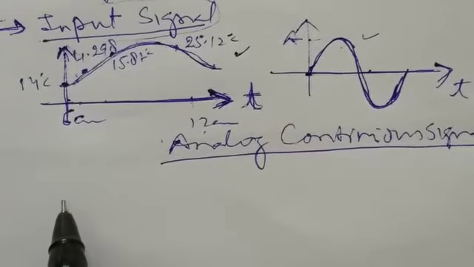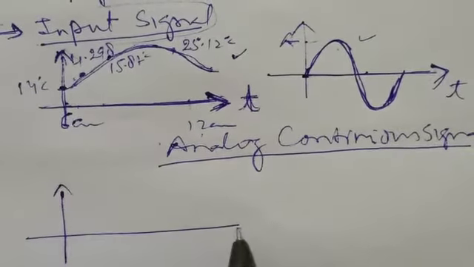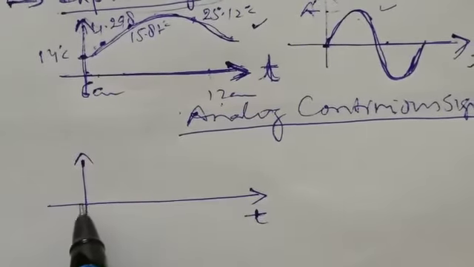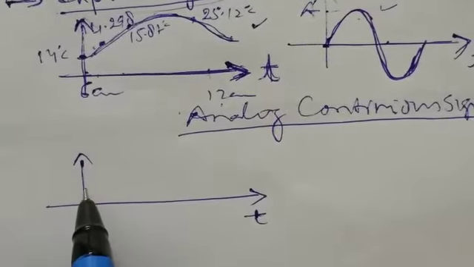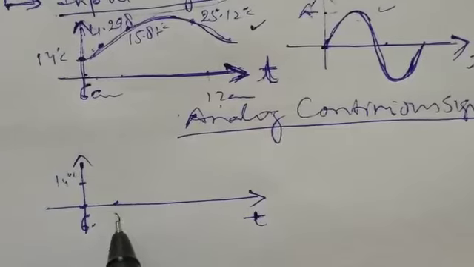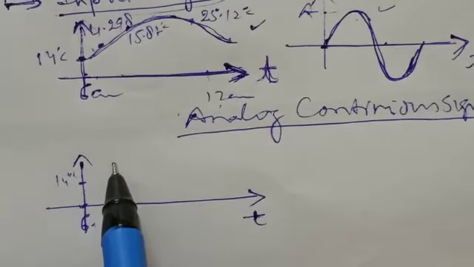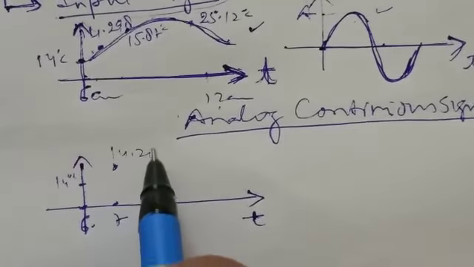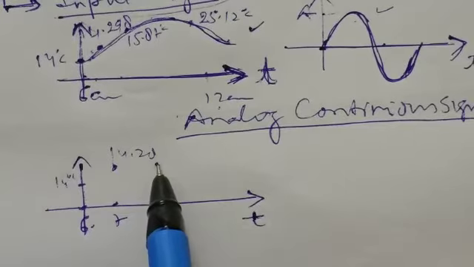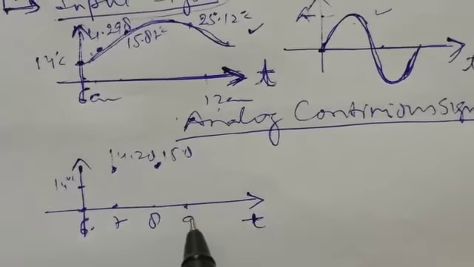In a similar way, suppose we are measuring the temperature of a room at some particular interval. Suppose it is measured at 6 am and it was 14 degrees centigrade. Then at 7 am it was, suppose, 14.298. Again it was measured at 8 am. It was, suppose, 15 point something value. And similarly 9, 10.